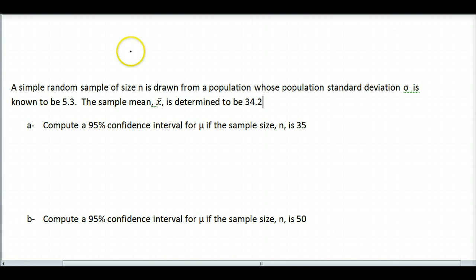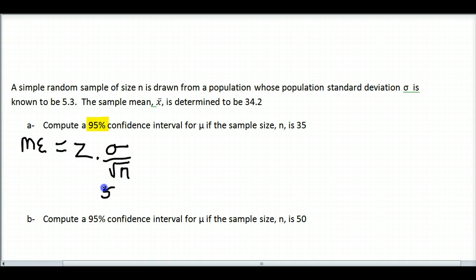So we have a simple sample of size n drawn from a population whose population standard deviation is known to be 5.3. The sample mean, x bar, is determined to be 34.2. In order to find a confidence interval, the first thing we must do is find the margin of error, or what I like to call ME. Margin of error uses the formula: the z value, which is a constant dependent directly on how confident you want to be, times the standard deviation over the square root of n.